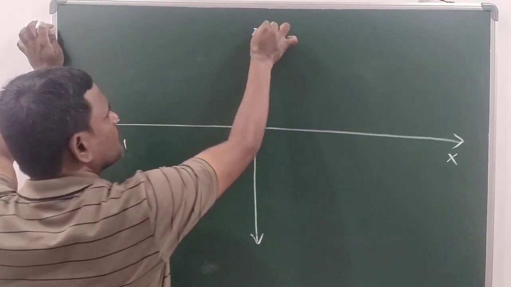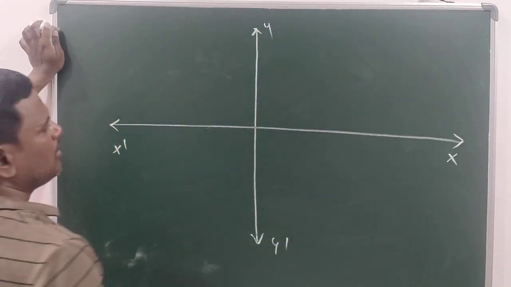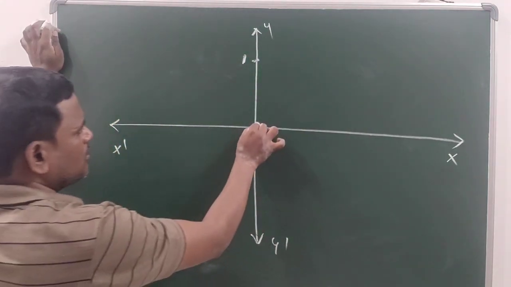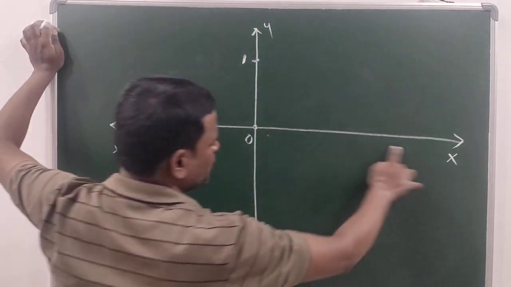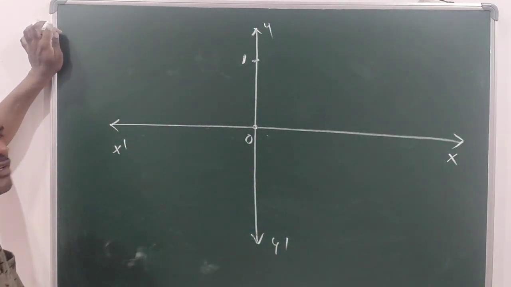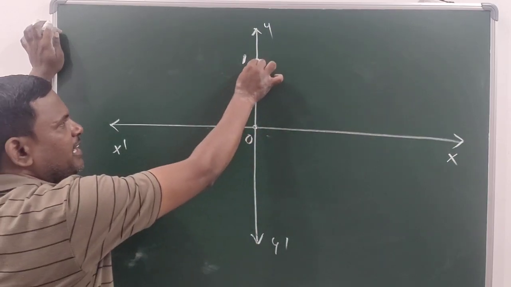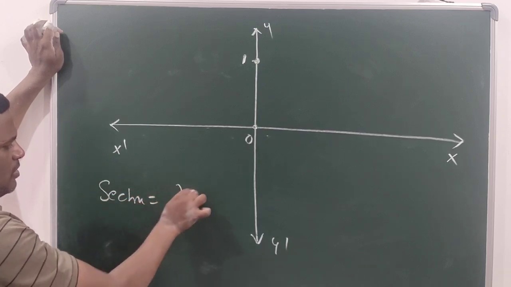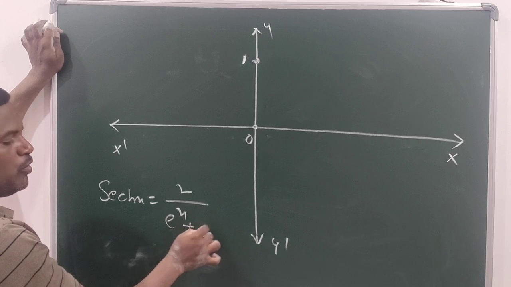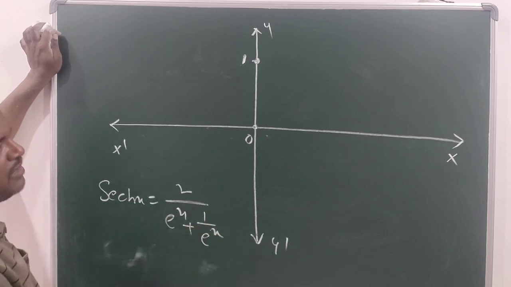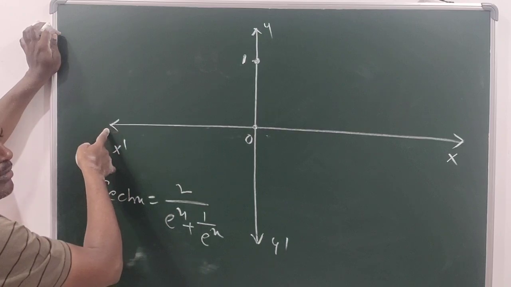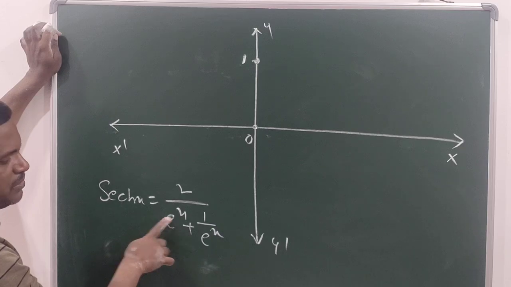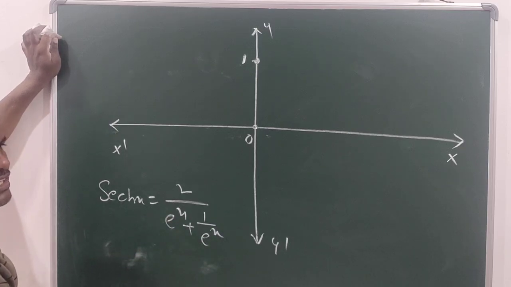x dash, y dash. Now in the range maximum value is 1. So this is origin. This is positive reals and this part is negative reals. So when we write x equal to 0, it attained 1. Okay, secant hx, 2 by e power x plus e power minus x can be written as 1 by e power x. If you move left side, negative real numbers when you assign for this, okay, this part became 0. This part became infinity. Am I right?